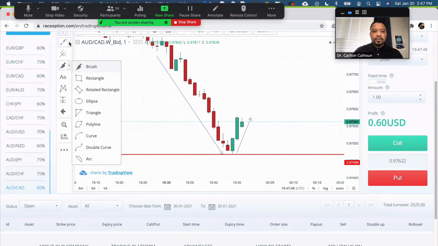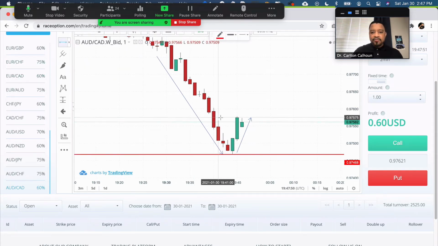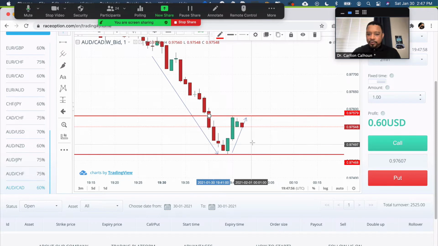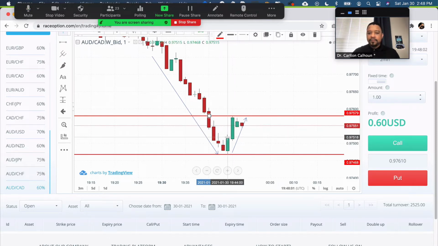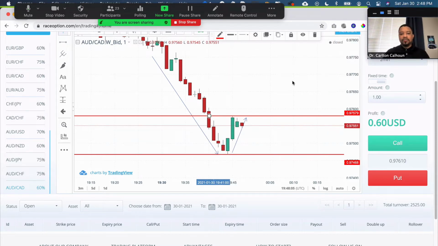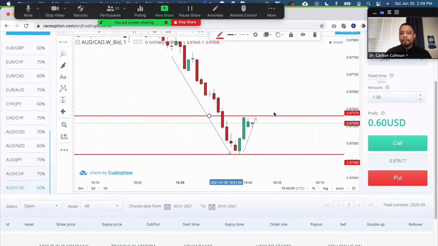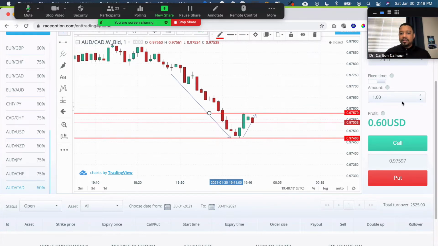Now, I see that it formed another resistance right here. So that's where I will start my trading within this level. And I just be patient. There's no need to force it. If it's taking too long, in my opinion, I'll move to another one. But I like this.